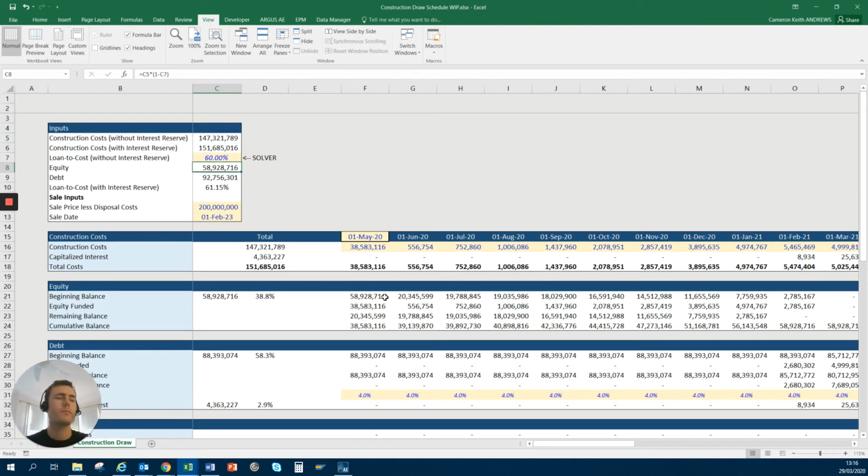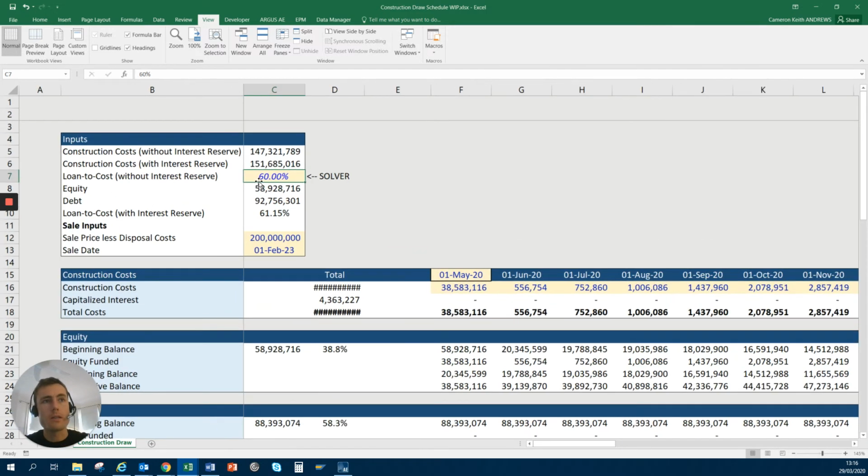And so what you'll notice is that we have 60% as the loan to cost without the interest reserve. But then what's happening is because the interest is getting compounded and added on to the outstanding balance of the loan, as I mentioned before, the true loan to cost, so the exposure that the lender is taking on this particular developer, is going to be higher because the balance that was initially advanced in the form of debt actually grows because of the accrued interest.